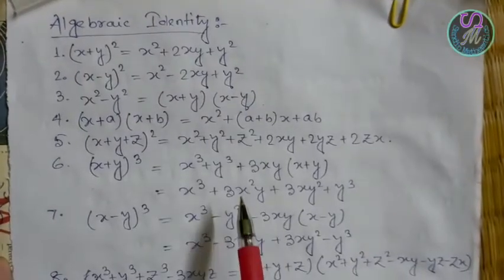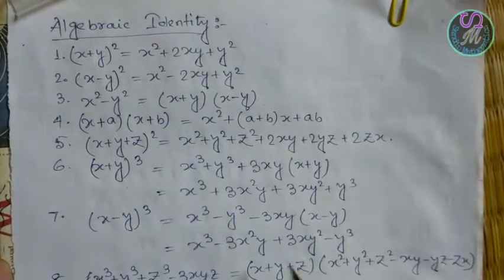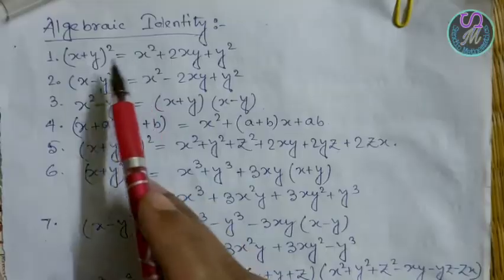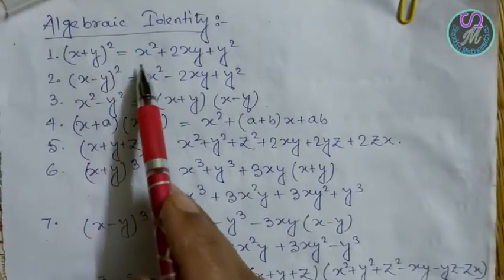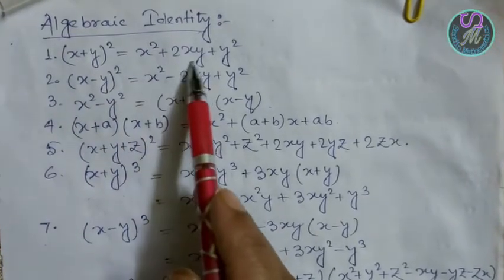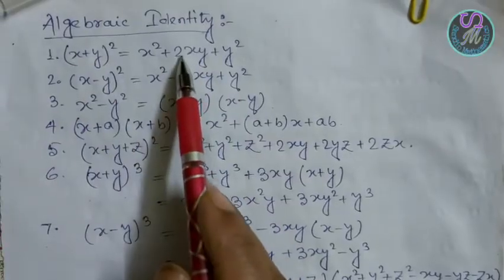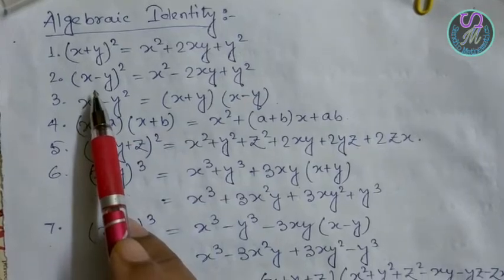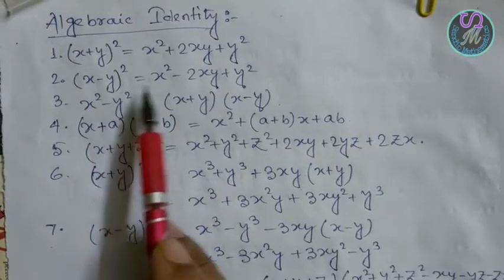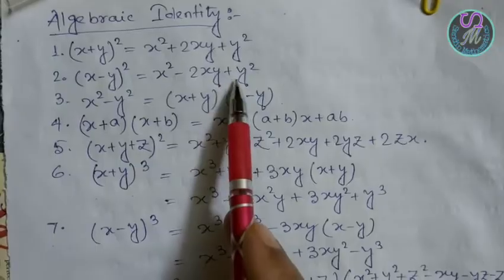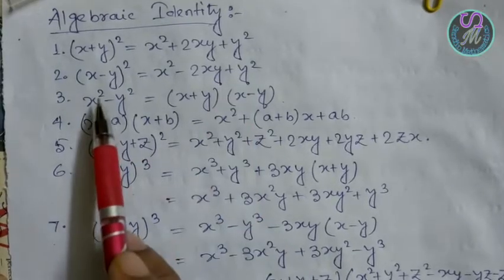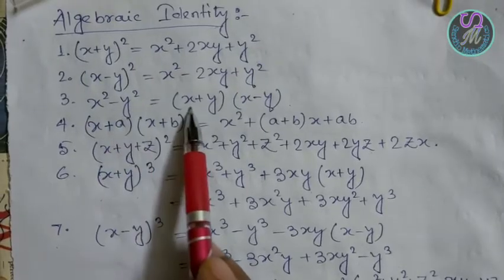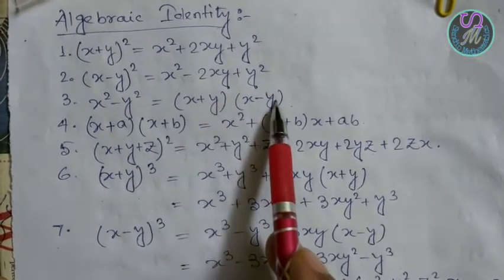Now this one is the very important identity, and everyone remember these 10 identities. First one is x plus y whole square. I think everyone knows, x square plus 2xy plus y square. Second one is also simple, x minus y whole square, that means x square minus 2xy plus y square. Number 3, this one is x square minus y square. This one is x plus y into x minus y.